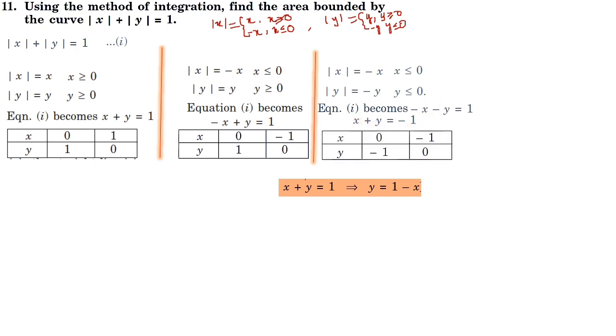Table of values, same process only. X and y simultaneously put 0. When I put x is equal to 0, y is equal to minus 1, it's written. Then when I put y is equal to 0, x will be equal to minus 1. So the points are (0, minus 1) and (minus 1, 0). This is the way.